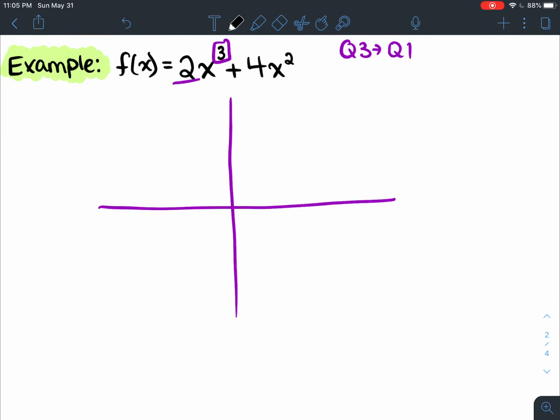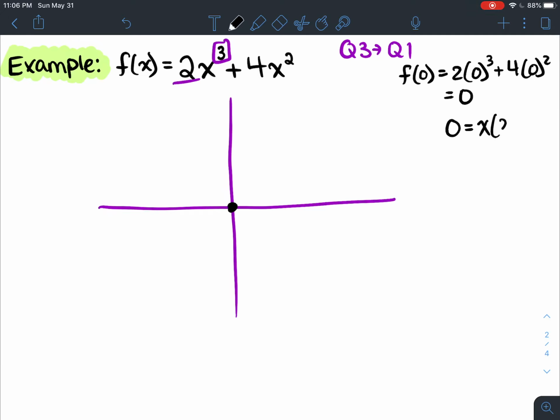Okay, what if I wanted to find some x-intercepts? So that seems like a good idea. Actually, why don't we find the y-intercept first, because that's even easier. So we'll just sub 0 in. 2 times 0 cubed plus 4 times 0 squared would equal 0. Cool, so we got a point at 0, 0. That's good. Oops, I meant to sub in 0. Let's find the x-intercepts. So we definitely have one at 0. So we'll set y equal to 0.